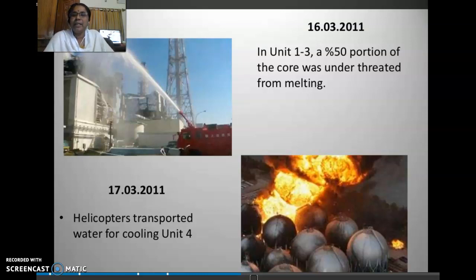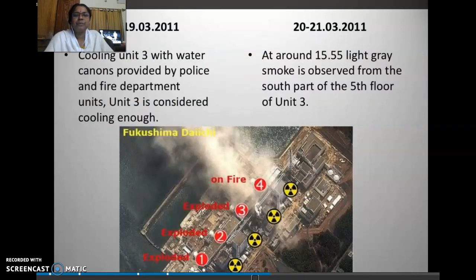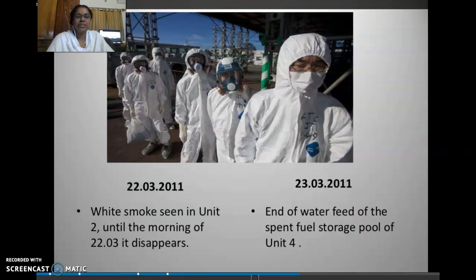What happened immediately? Through helicopters they started bringing water, coolant pipes and so on, transported water, and also to unit 4. Unit 3 was cooled with water cannons provided by the police and fire department, and unit 3 was considered cooled enough. At around 15:55, light grey smoke was observed from the south part of the 5th floor of the unit. It means such a huge disaster. That much smoke, you cannot imagine. Almost the whole sky was seen to be very dark. So this is the situation.